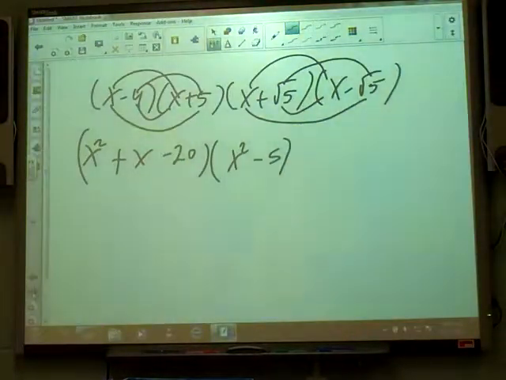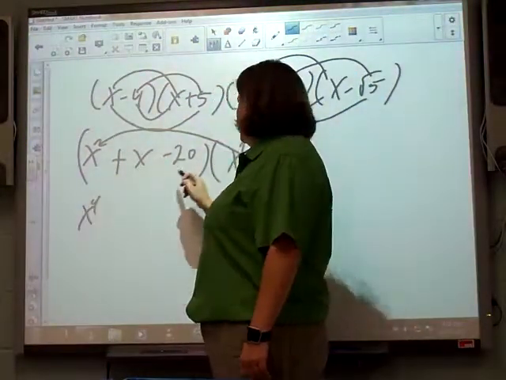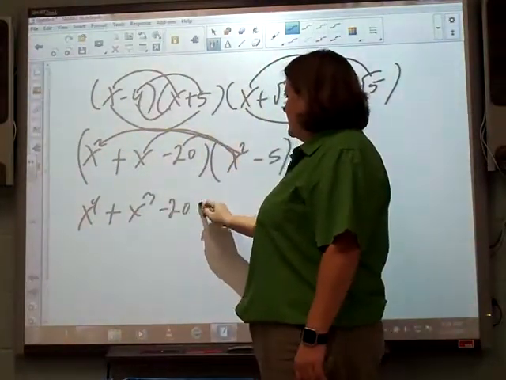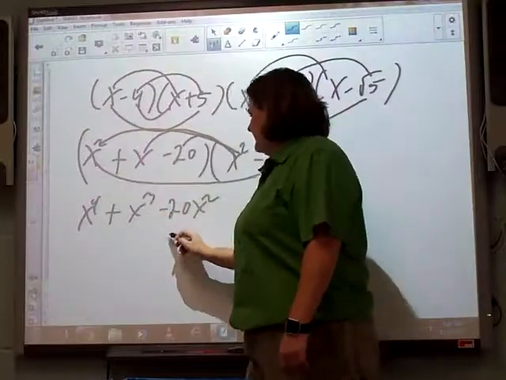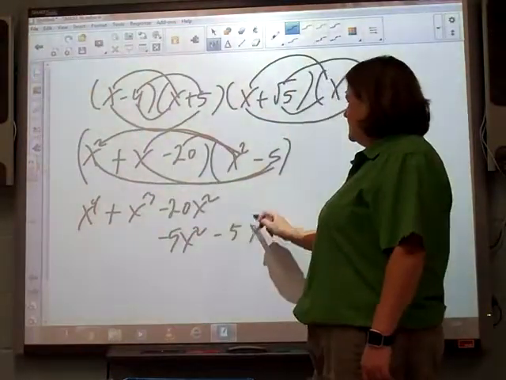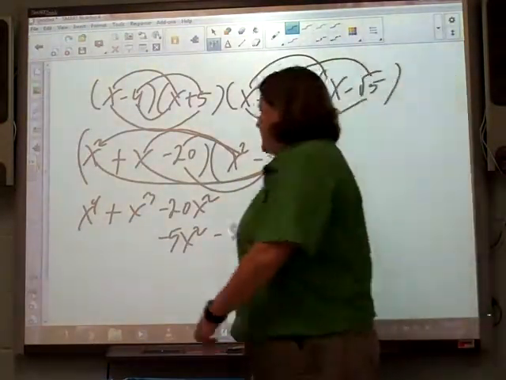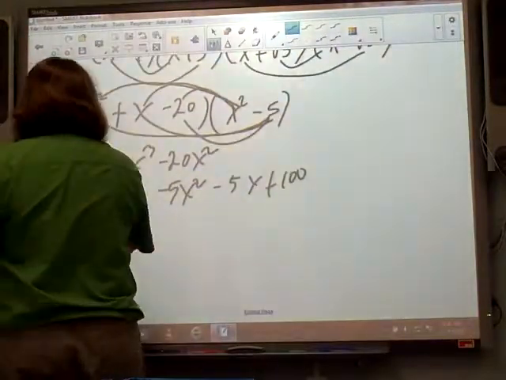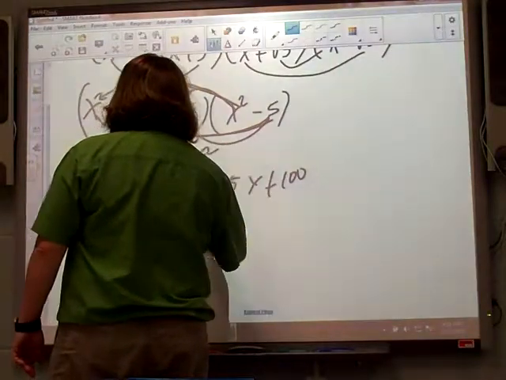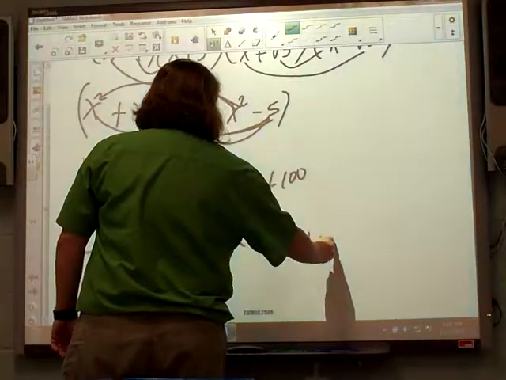Now I'm going to distribute both of those to that trinomial. So it gets me an x to the 4th plus an x cubed minus a 20x squared, minus a 5x squared, minus a 5x, plus 100. So for my final answer, I have f of x is x to the 4th plus x cubed minus 25x squared minus 5x plus 100.